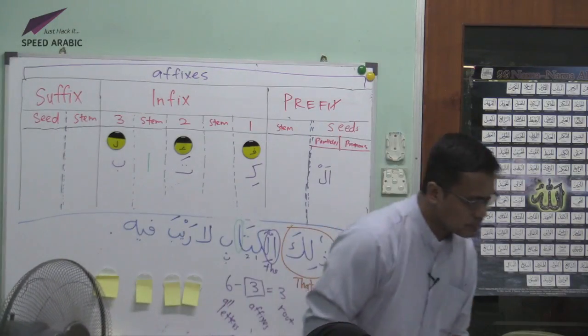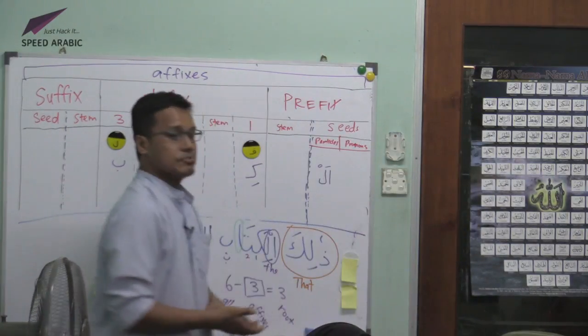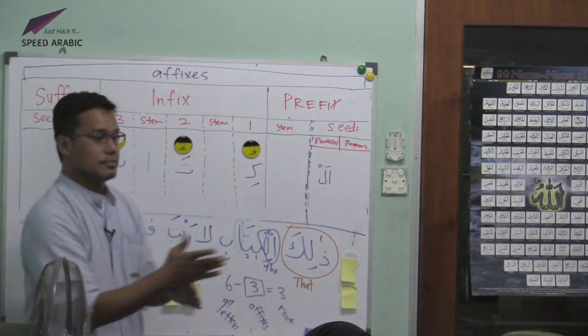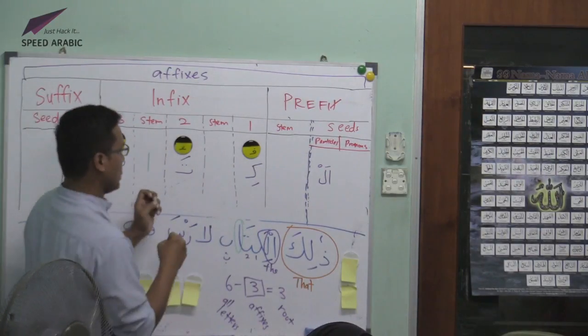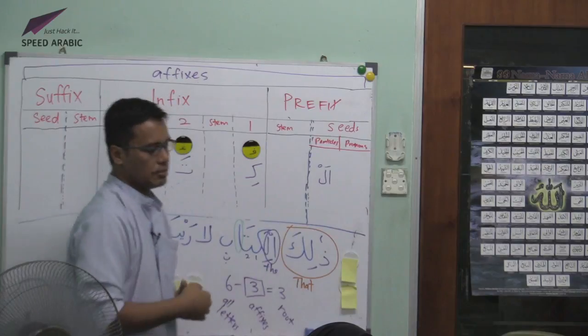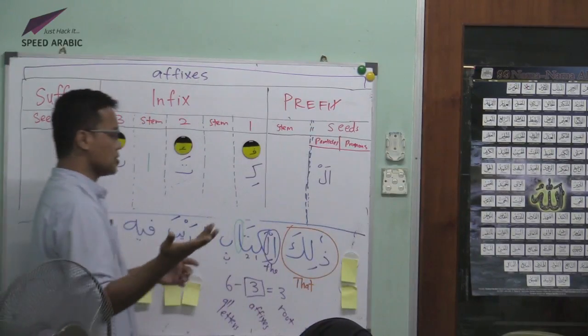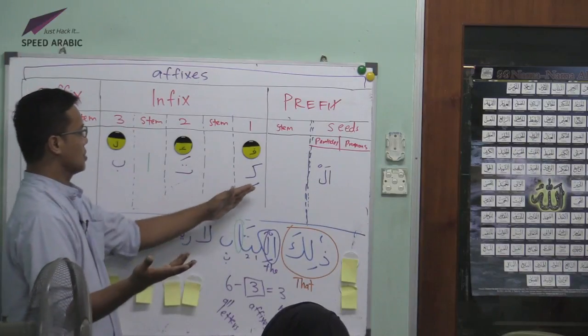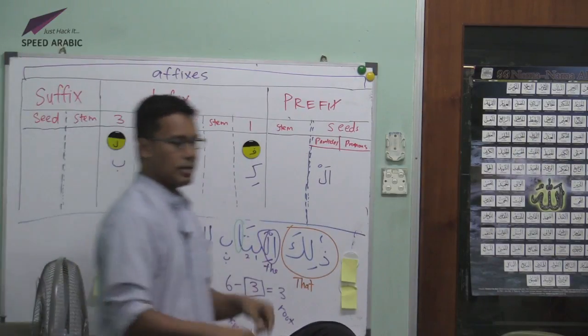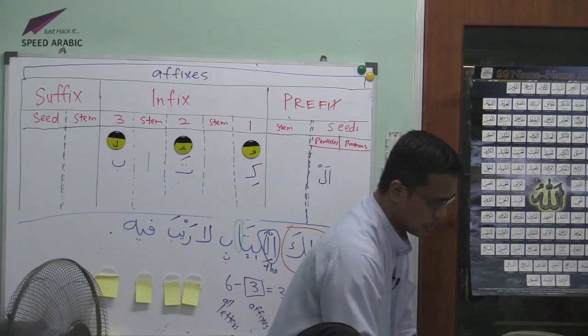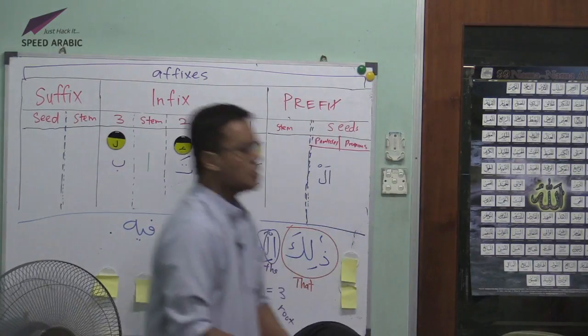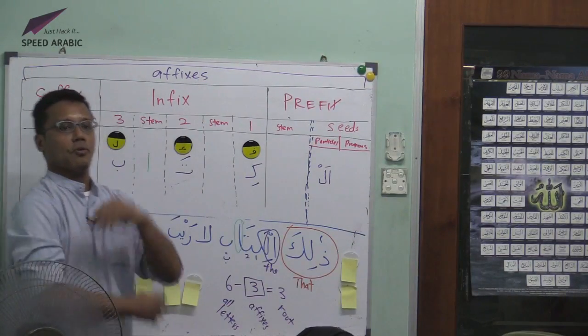Step 3 is to find the stems, which we just found. Again, we just take the stem out and also the seed. Step 4: define the roots. What are the roots? Ka, ta, ba. Done. Next one, step 5: match the form. What do you do now? Match the form.